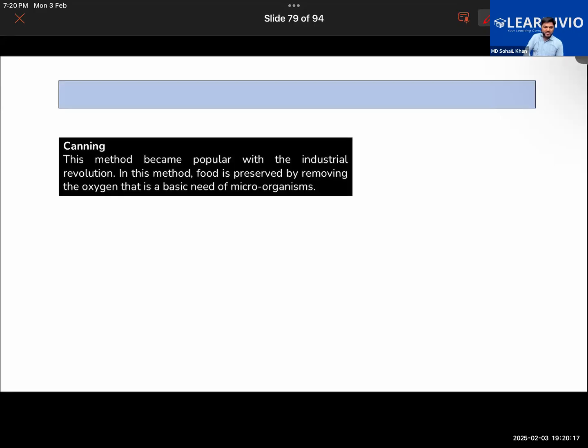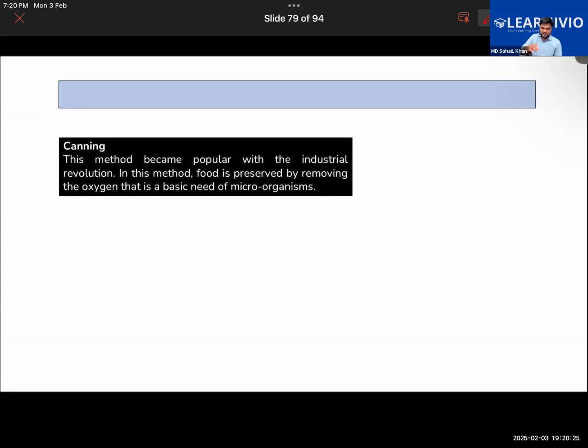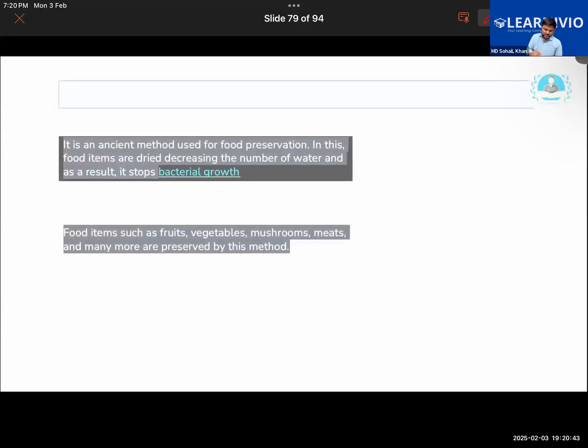Then we have the canning method. Basically, in the canning method, the food will be stored in tight vacuum packed cans, in which air, particularly oxygen, would be removed. As we know, oxygen is a basic need for microorganisms also to grow. So we'll be taking out the oxygen and will create an unfavorable environment in which microbes will not grow.